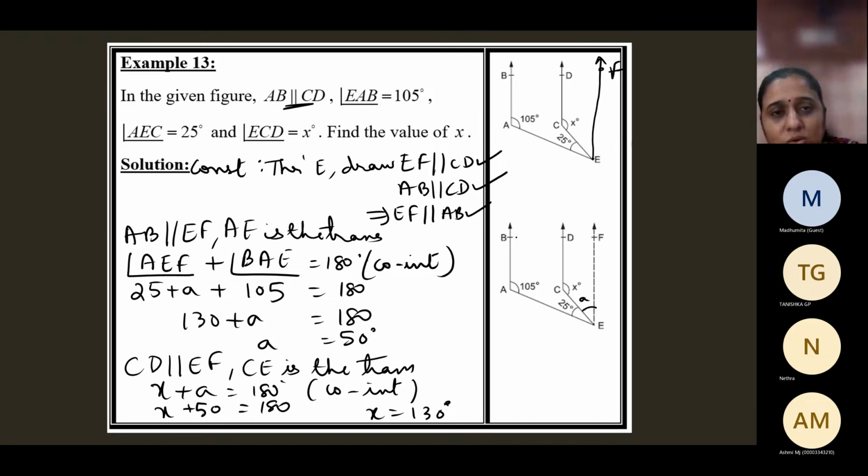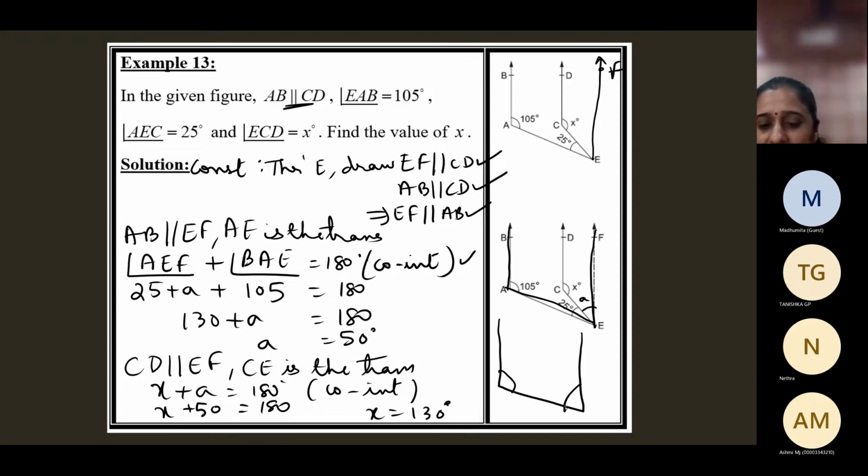Now take up two lines which are parallel to each other and a line that is a transversal that intersects them. See here, AB is parallel to EF, and AE is the transversal. So these angles are co-interior angles and they are supplementary. That's what I've written here.